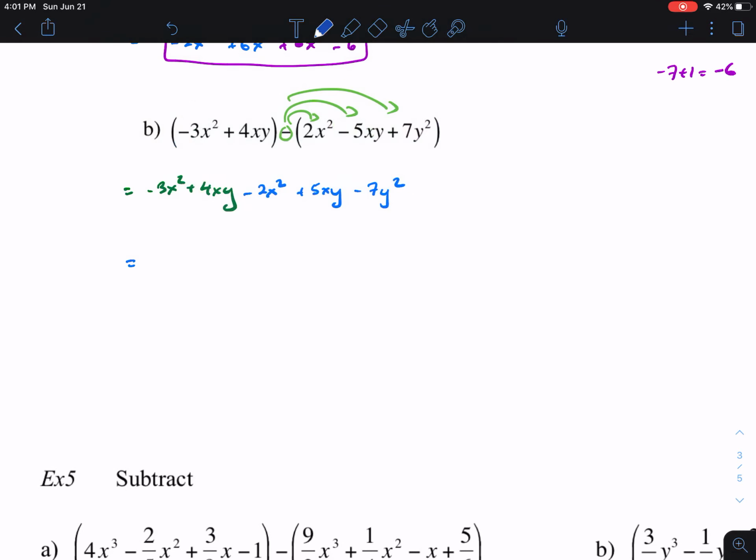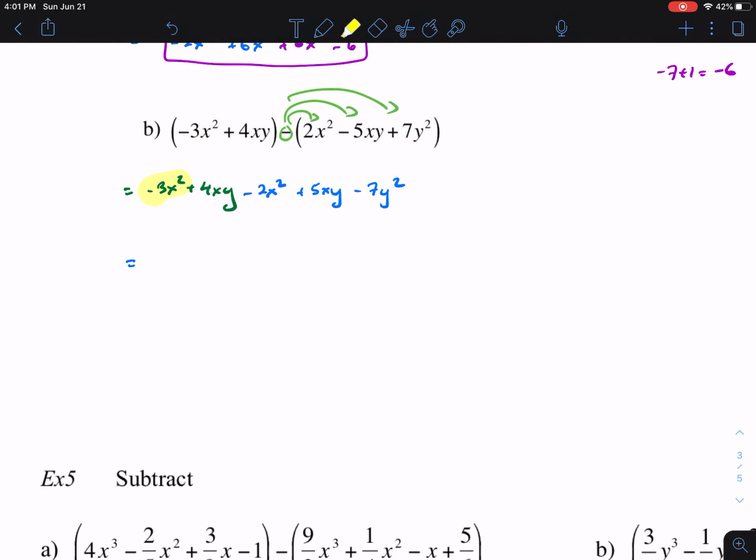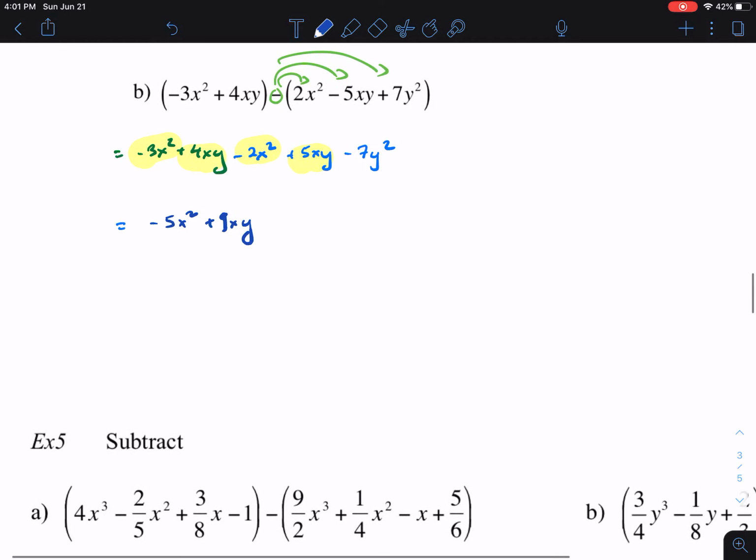All right, so we have 3x squared, and then we have negative x squared. Notice that the 7y squared cannot be combined with this x squared term because the variables are different. So that just gives us negative 5x squared. Next, we have 4xy and then 5xy, so that will give us 9xy. All right, 9xy, and then that's just minus 7y squared. That's how it is. Okay.